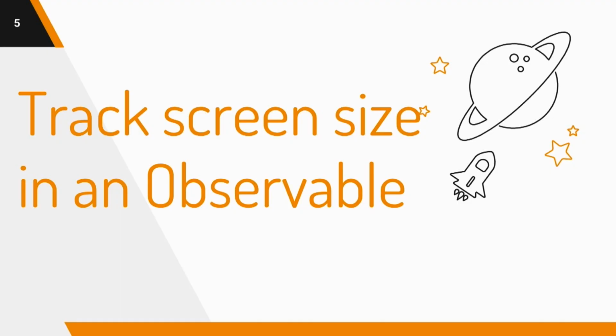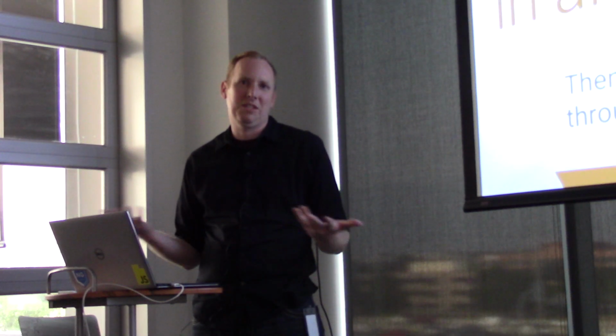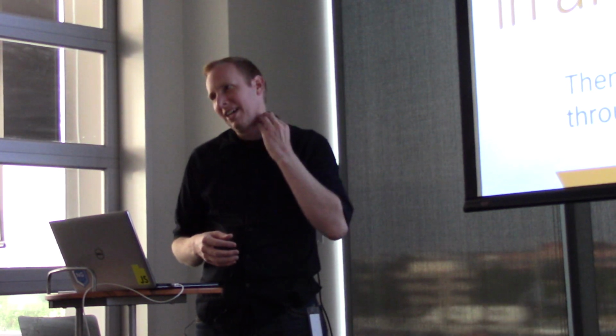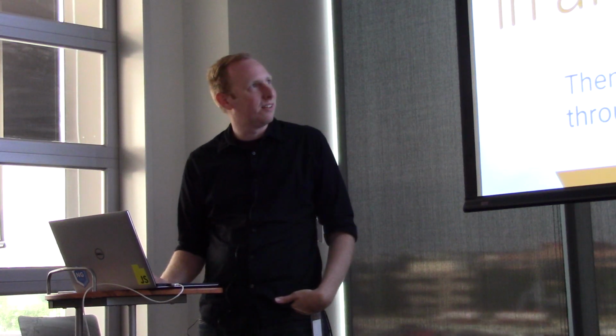So what if we track the screen size in an observable, and then we subscribe to it to detect the screen sizes throughout our app? This way you would get codified screen sizes. What are my screen sizes? That can be communicated easily. Everyone knows, okay, I'm using this service or library or whatever. And so these are our screen sizes, and that's what the designers have to fit toward.